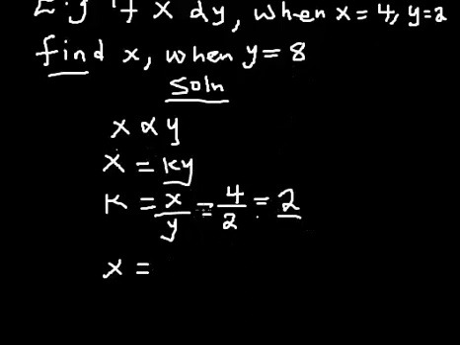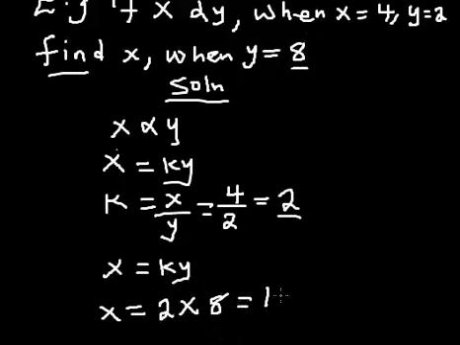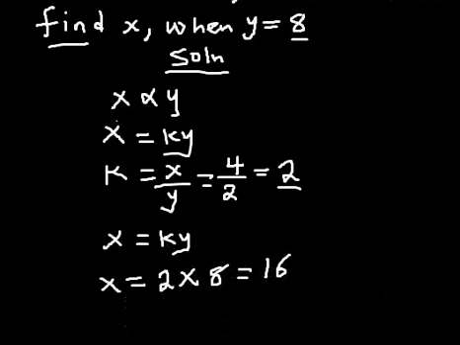Having gotten the constant, remember s is equal to ky. Then x is going to be equal to k, which is already 2. Then we are told that y is 8, so that's going to be 2 times 8, which is 16. That is direct variation. I hope that is well understood.